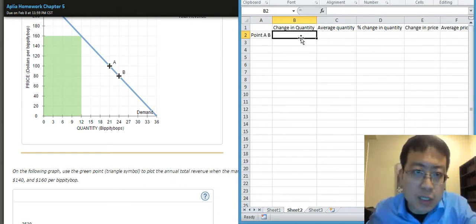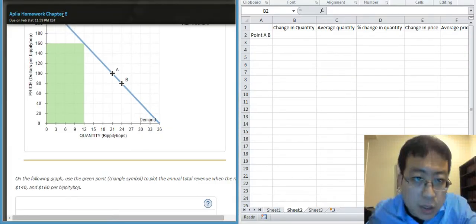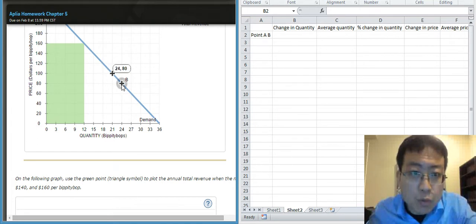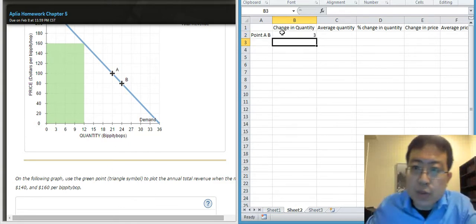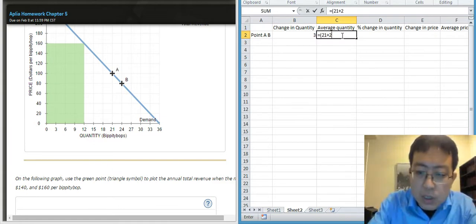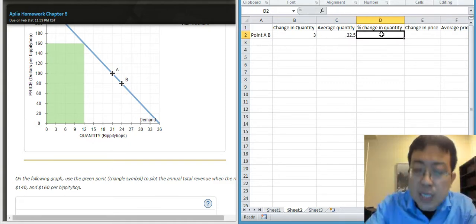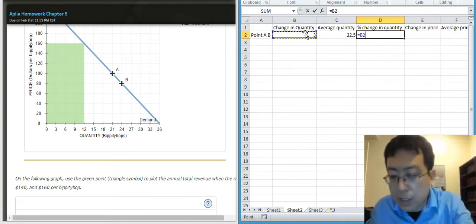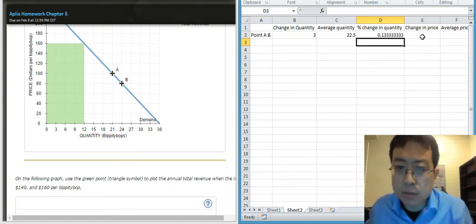From point A to B, first, let's find out our change in quantity. Point A quantity is 21. Point B quantity is 24. So the change in quantity is 24 minus 21, which gives you 3. And then next, the average quantity: 21 plus 24 divided by 2 gives you 22.5. Then the percentage change in quantity will be 3 divided by 22.5, which gives you 0.13333.